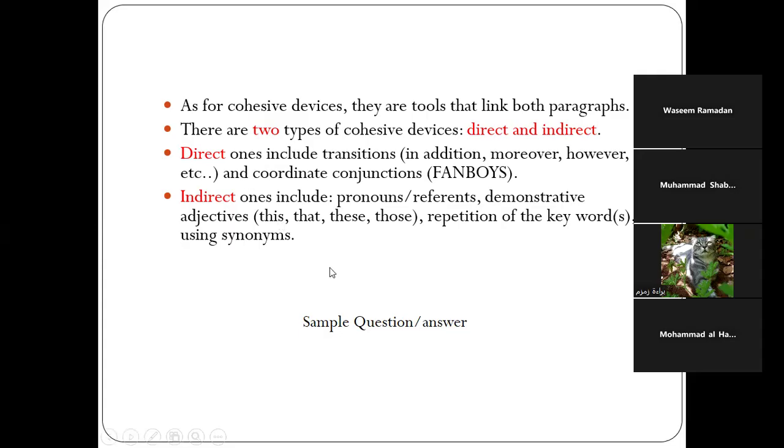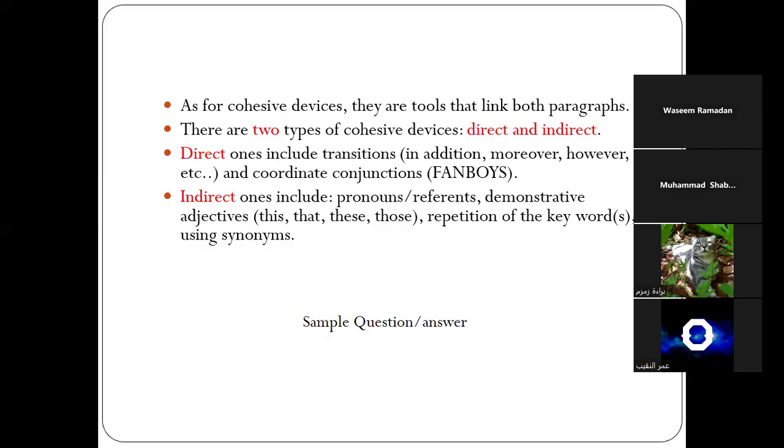As for cohesive device, they are tools that link both paragraphs. There are two types of cohesive devices, direct and indirect. Direct ones include transitions, in addition, moreover, however, etc., and coordinate conjunctions, fanboys. Indirect ones include pronouns, reference, demonstrative adjectives, this, that, these, those, repetition of keywords using synonyms.